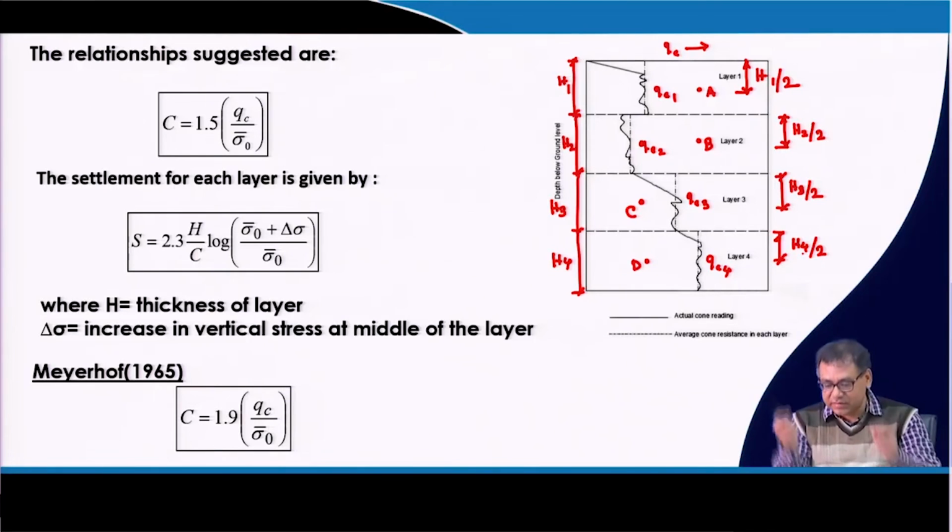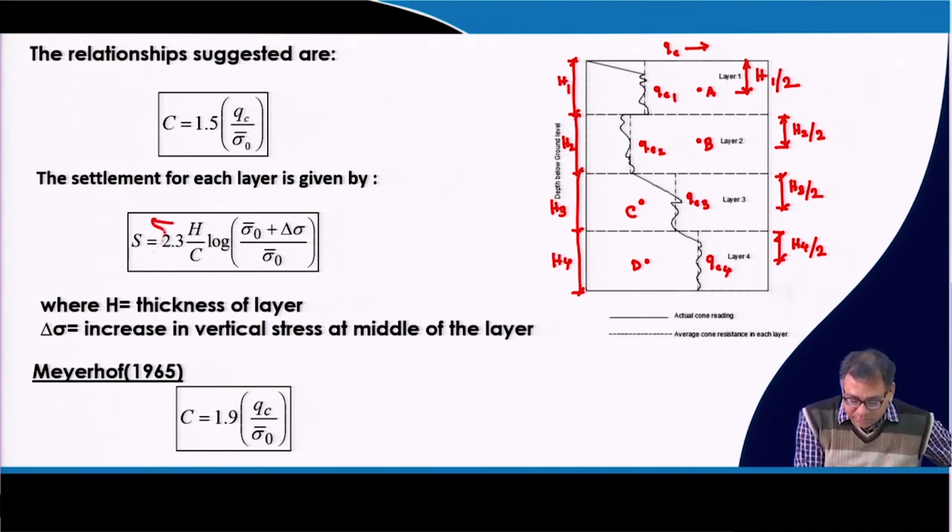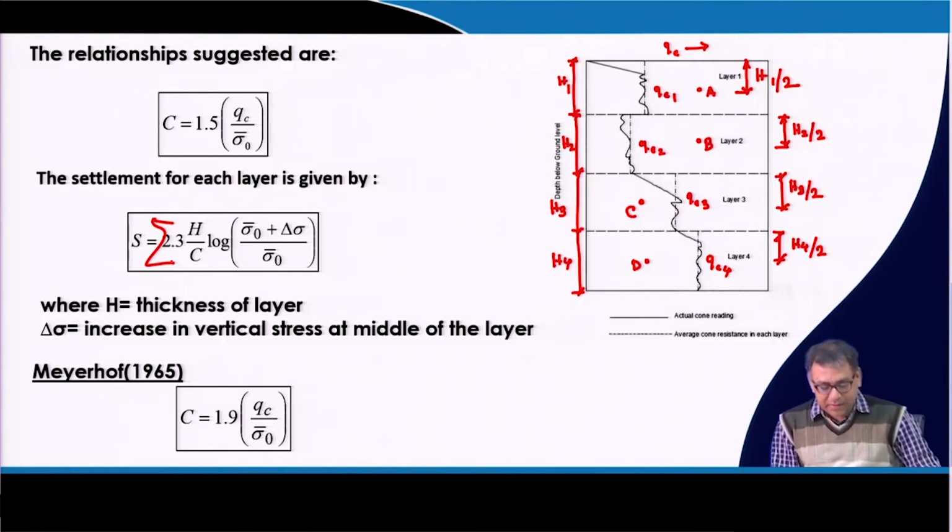And the same way we can calculate the sigma 0 bar, the effective overburden pressure, then delta P, the additional stress due to the applied load, and we can use this equation. Then once you calculate it for each layer, you have to apply the summation, and here h is the thickness of each layer, okay? And this is the increase of vertical stress at the middle of the layer, which I have discussed. Once you get this for each layer, you have to add them.